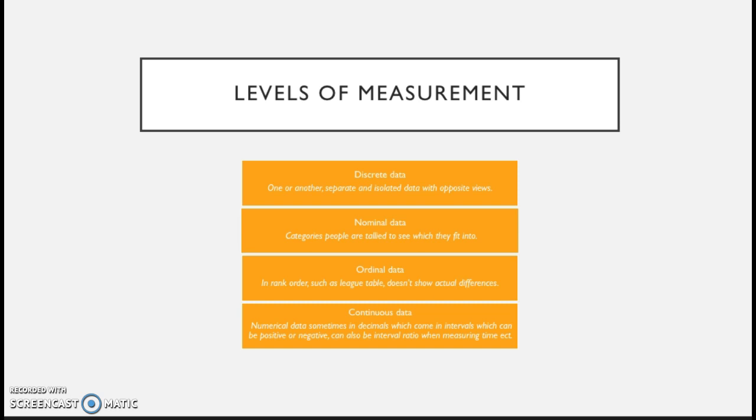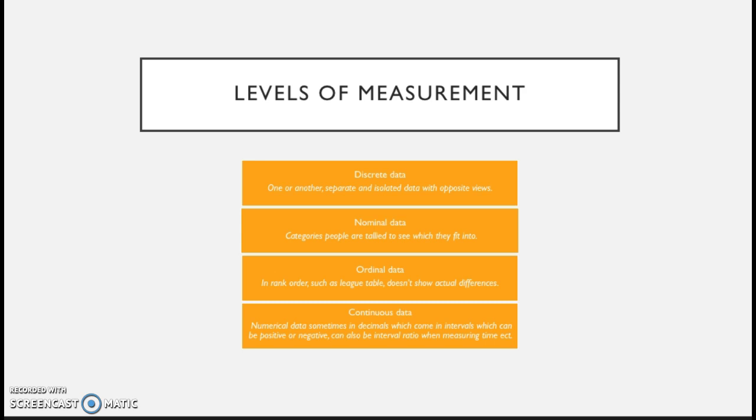So nominal data is categorized groups, so it is known amounts. People are tallied up to see which one they fit in. So you are selected, you are this, or you are that, or you are that.